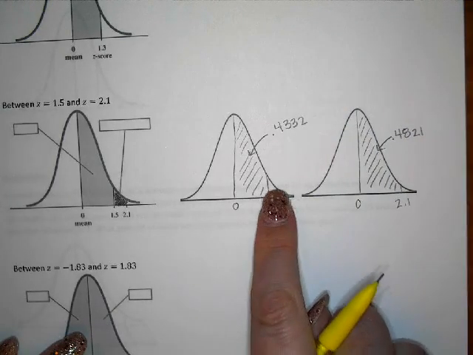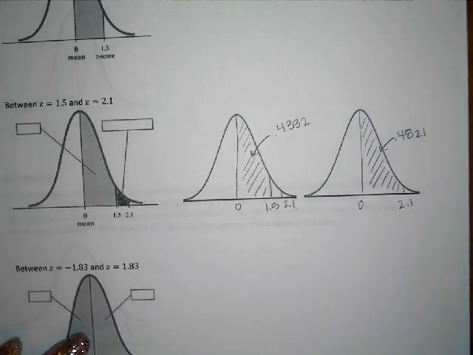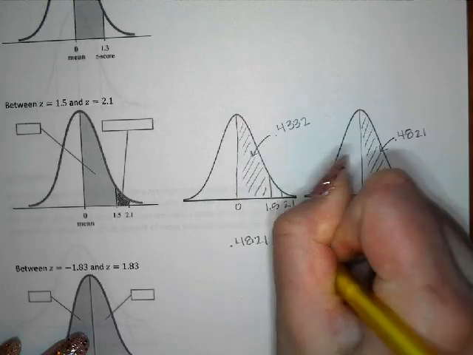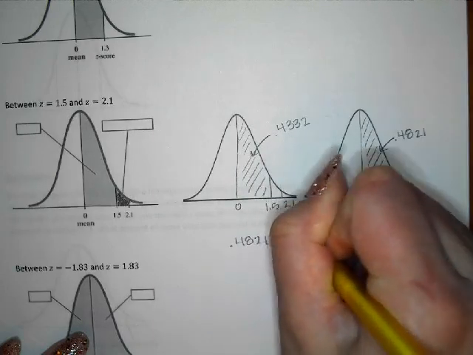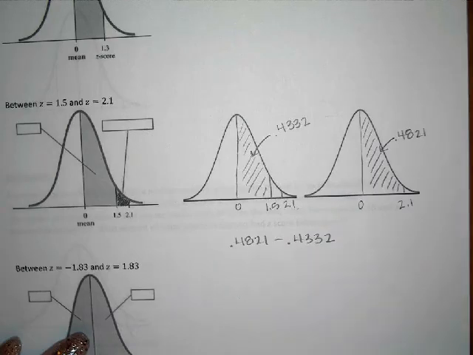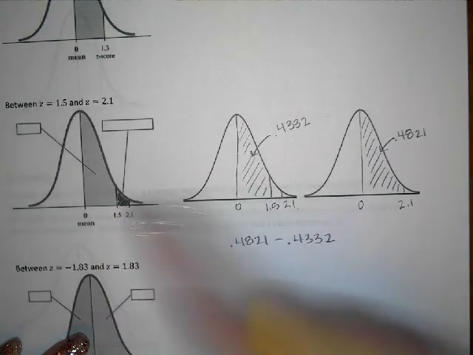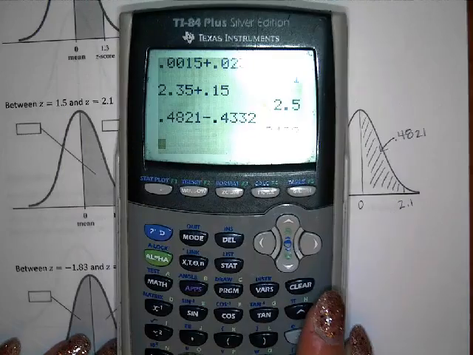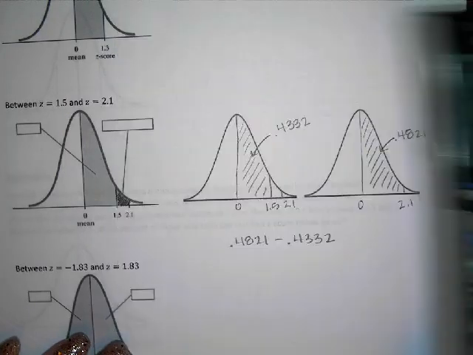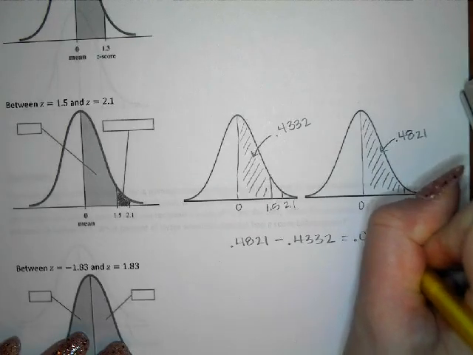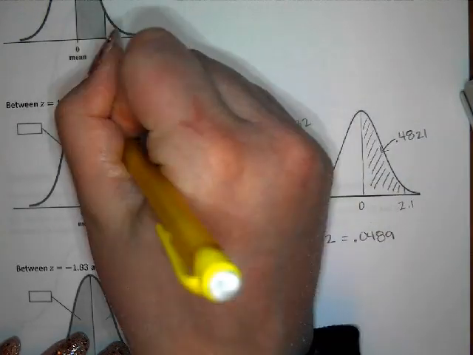So we're just going to do 0.4821 minus 0.4332. And when we subtract these two, it's going to give us the area that's in between them, 0.0489. So the area between them is 0.0489.